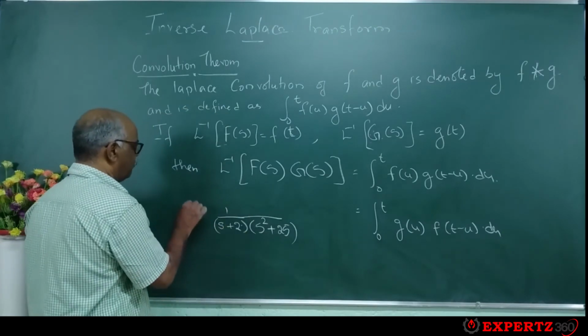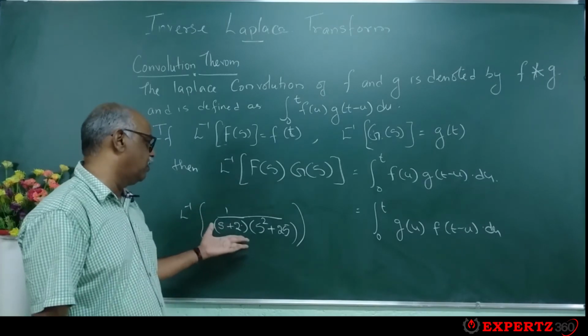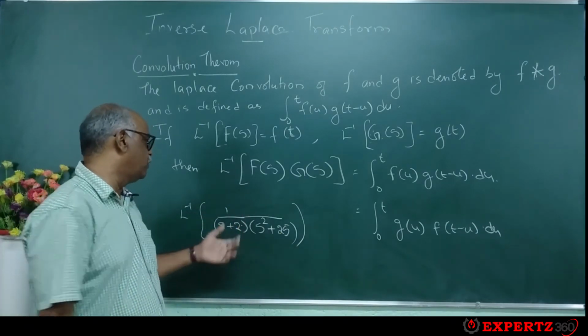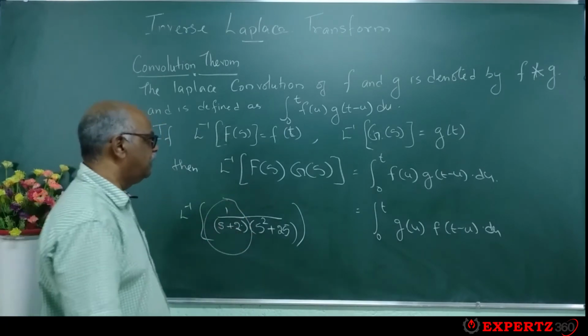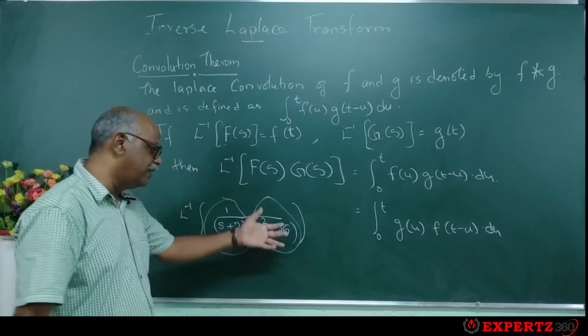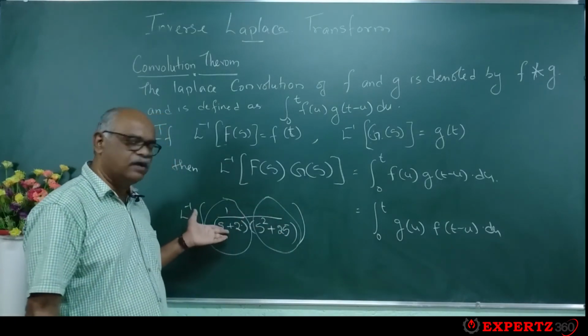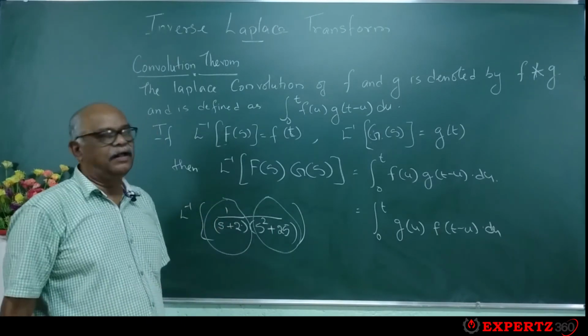You have to find the Laplace inverse of this one. You can use the convolution theorem over here. This is 1 divided by s plus 2 into s square plus 25. You can take this term, 1 divided by s plus 2, as F of s, and G of s as this one, 1 divided by s square plus 25. You can take it either way. If you want, you can interchange them. No problems.